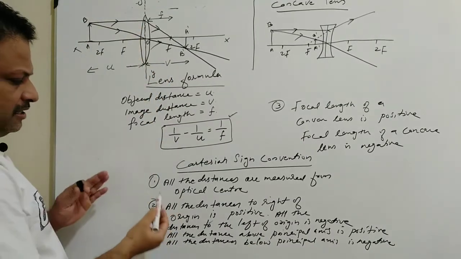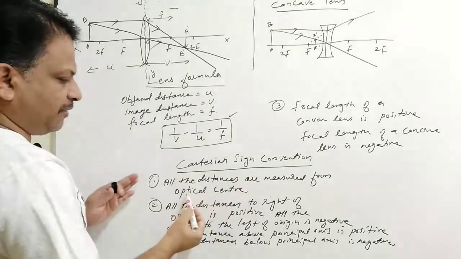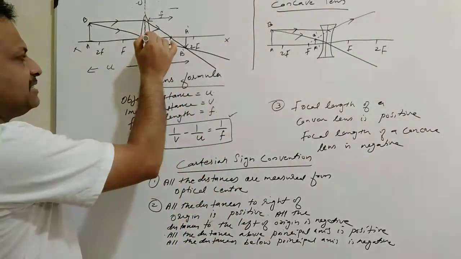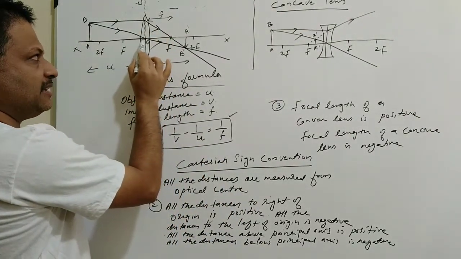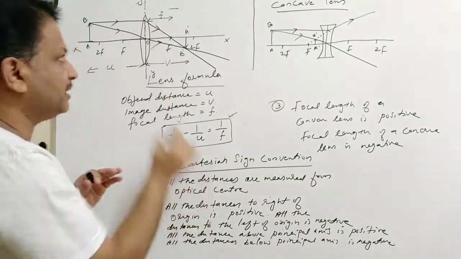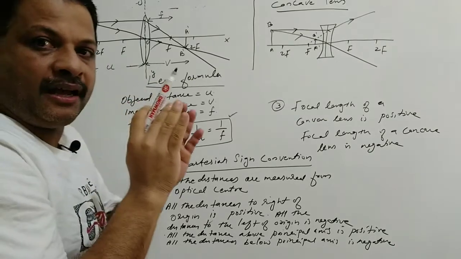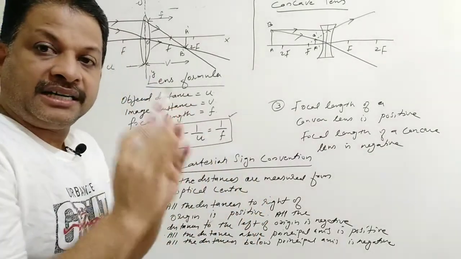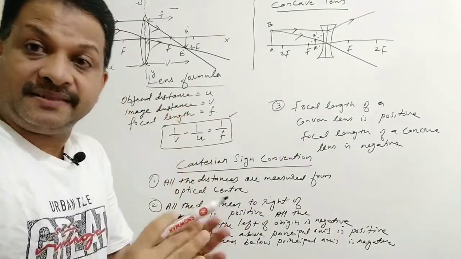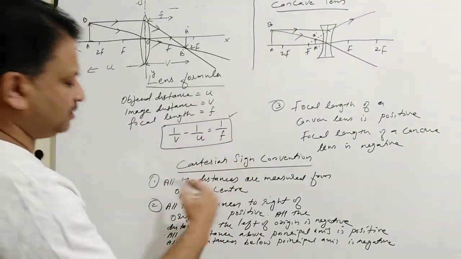Very simple. See, first rule: all the distances are measured from the optical center. Remember, all the distances are measured from this optical center, that is the origin of the Cartesian coordinate system. Clear? All the distances are measured from the origin, that is the optical center of the lens. Okay, this rule is clear to you?